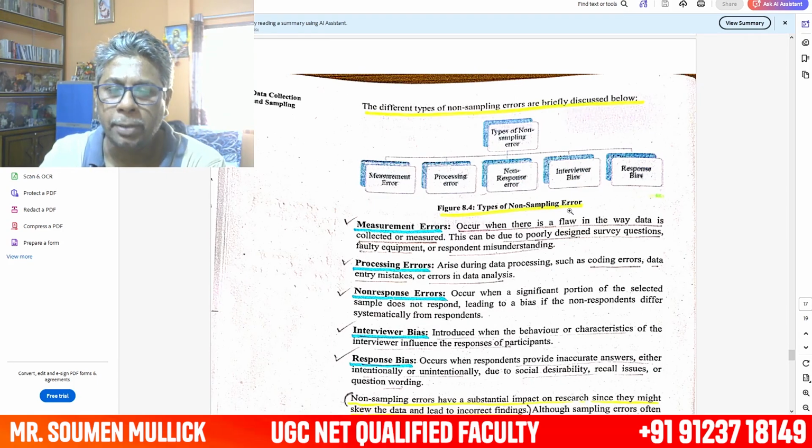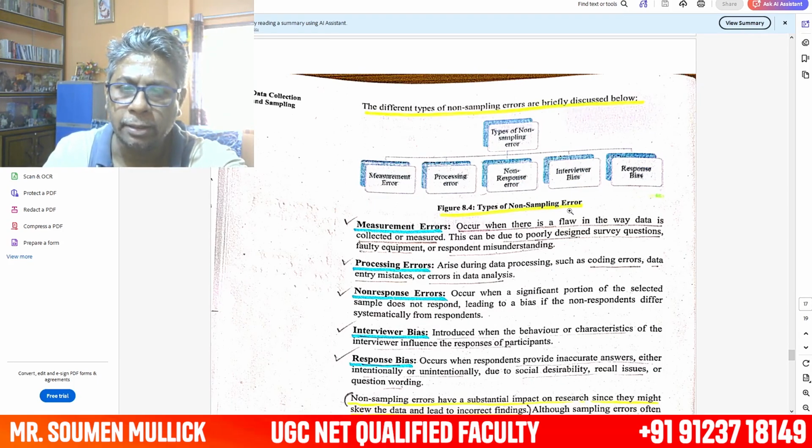And these are the non-sampling errors. Non-sampling error can be divided into measurement error.